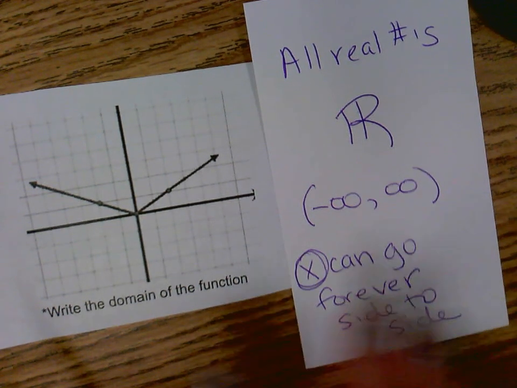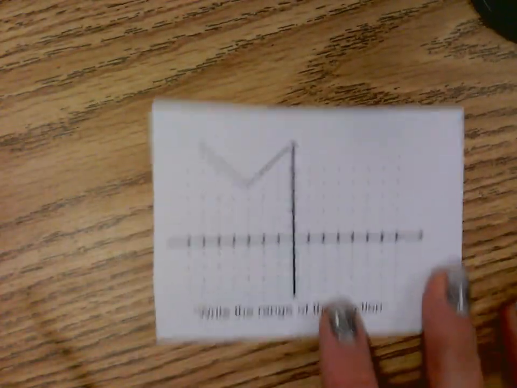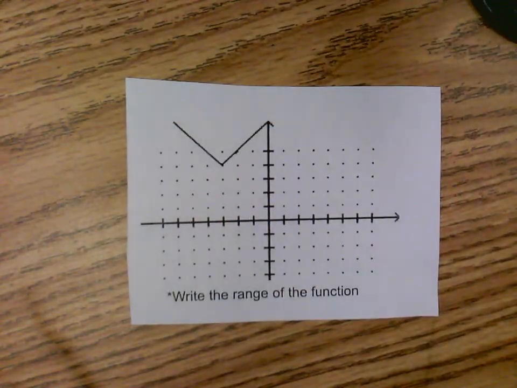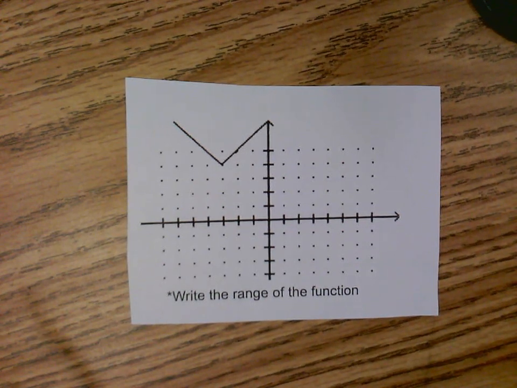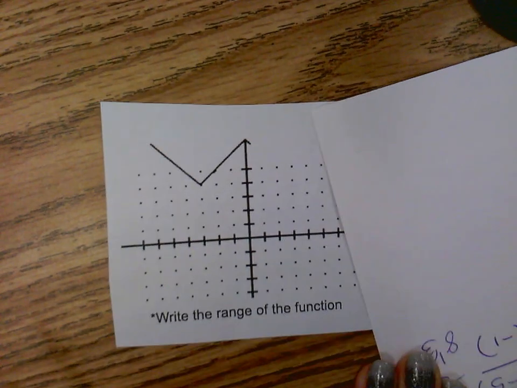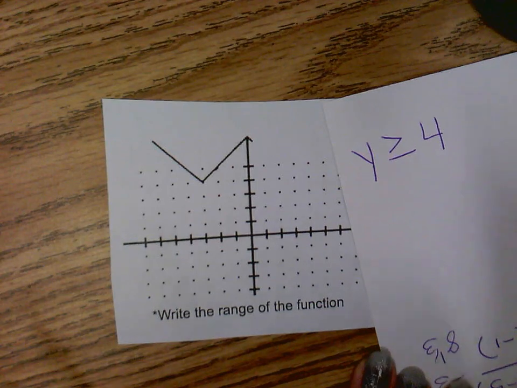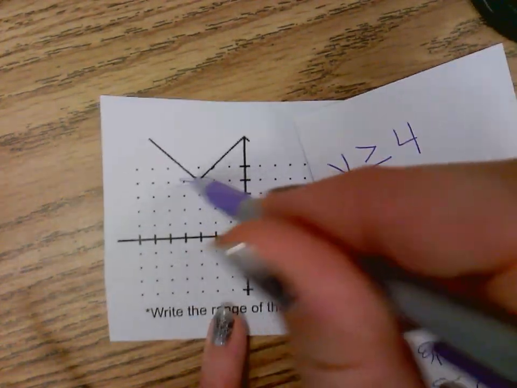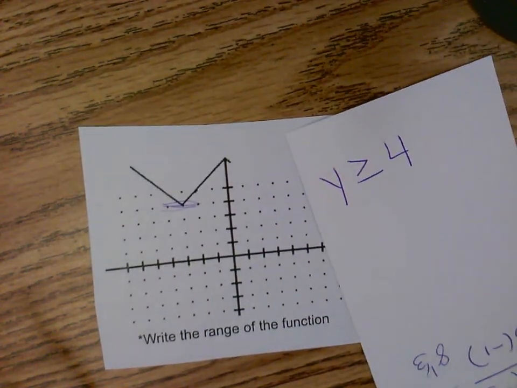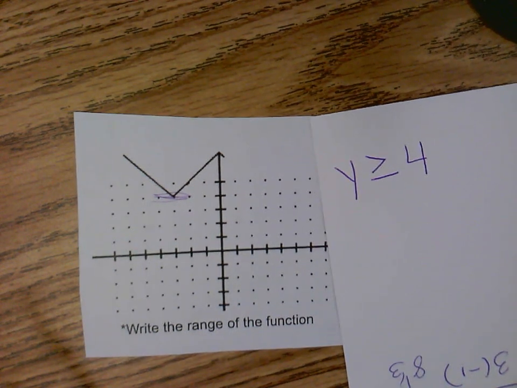All right, the next one is this one. Find the range of the given function, and it's another absolute value. This time, my y values can't go forever. What's the lowest I can go? I start at 4 and I go up forever. I can't go below 4. So I would write that y has to be greater than or equal to 4. All the y values, right, are above 4. So the shark's mouth faces the y value.